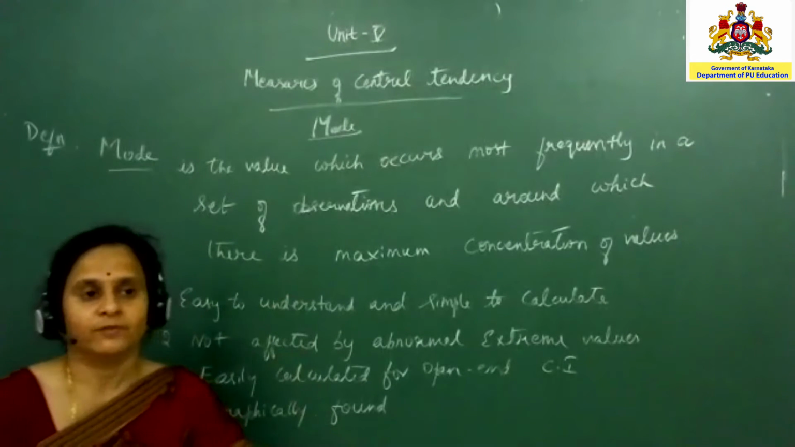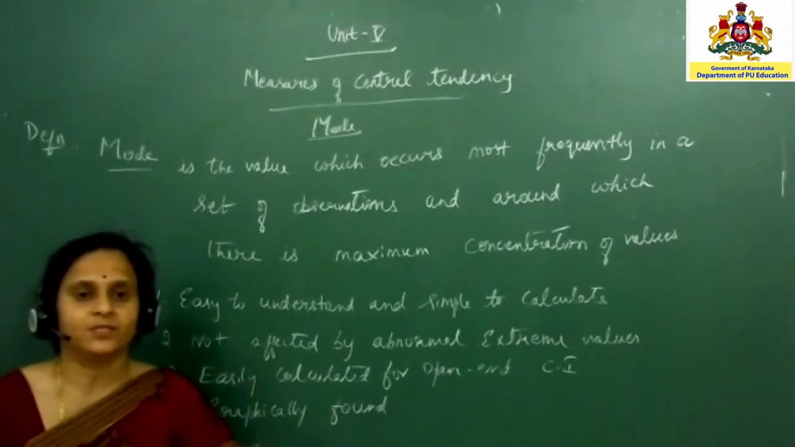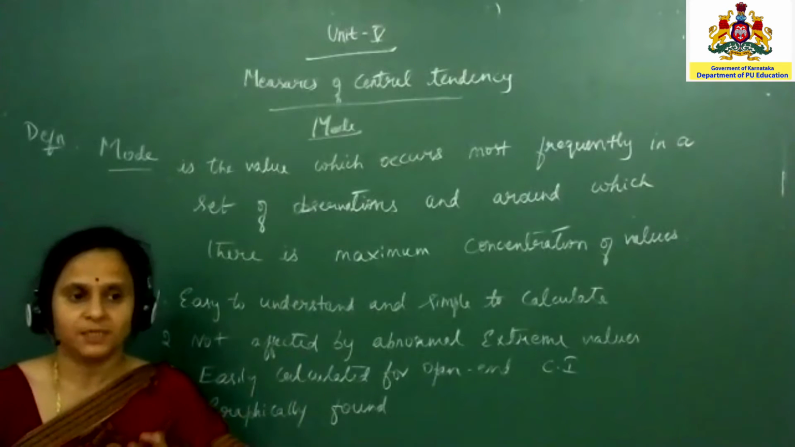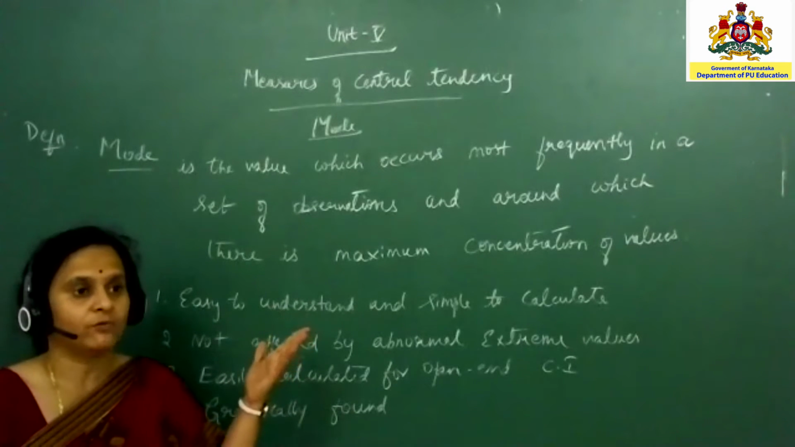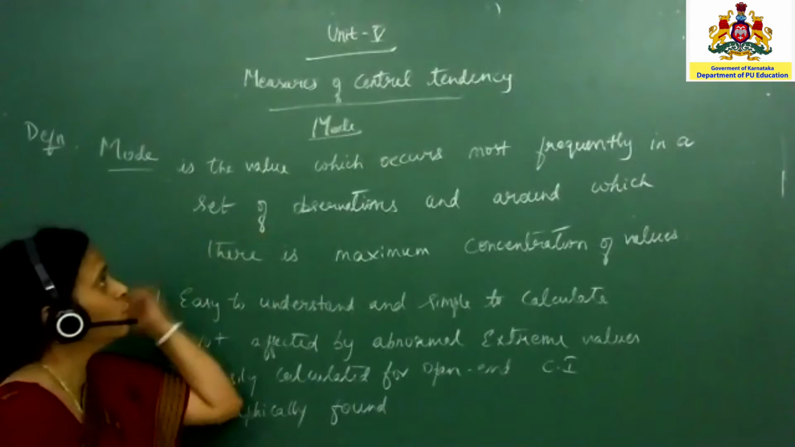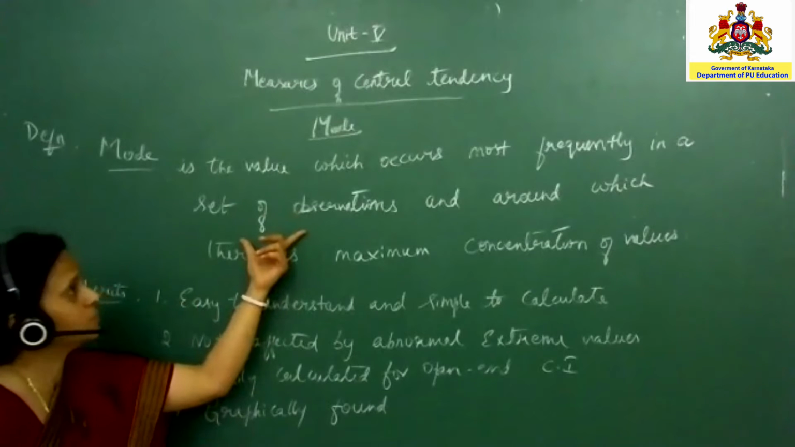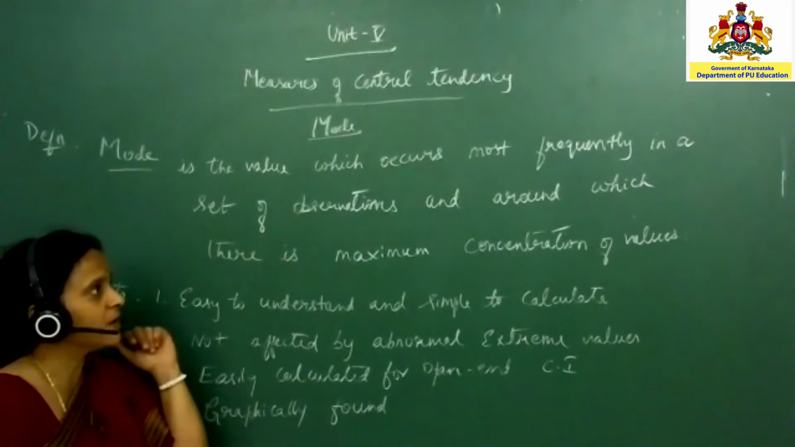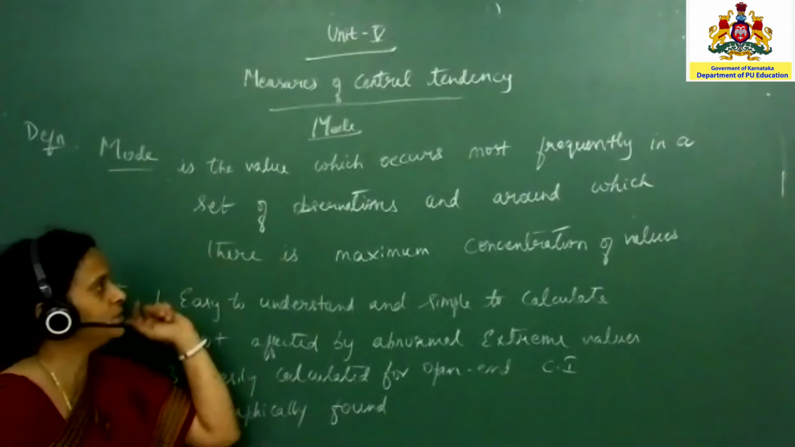With mode, one of the averages, right? So in previous sessions we discussed mean and median. The next average of the 5 averages is mode. The definition of mode: mode is the value which occurs most frequently in a set of observations and around which there is a maximum concentration of values.